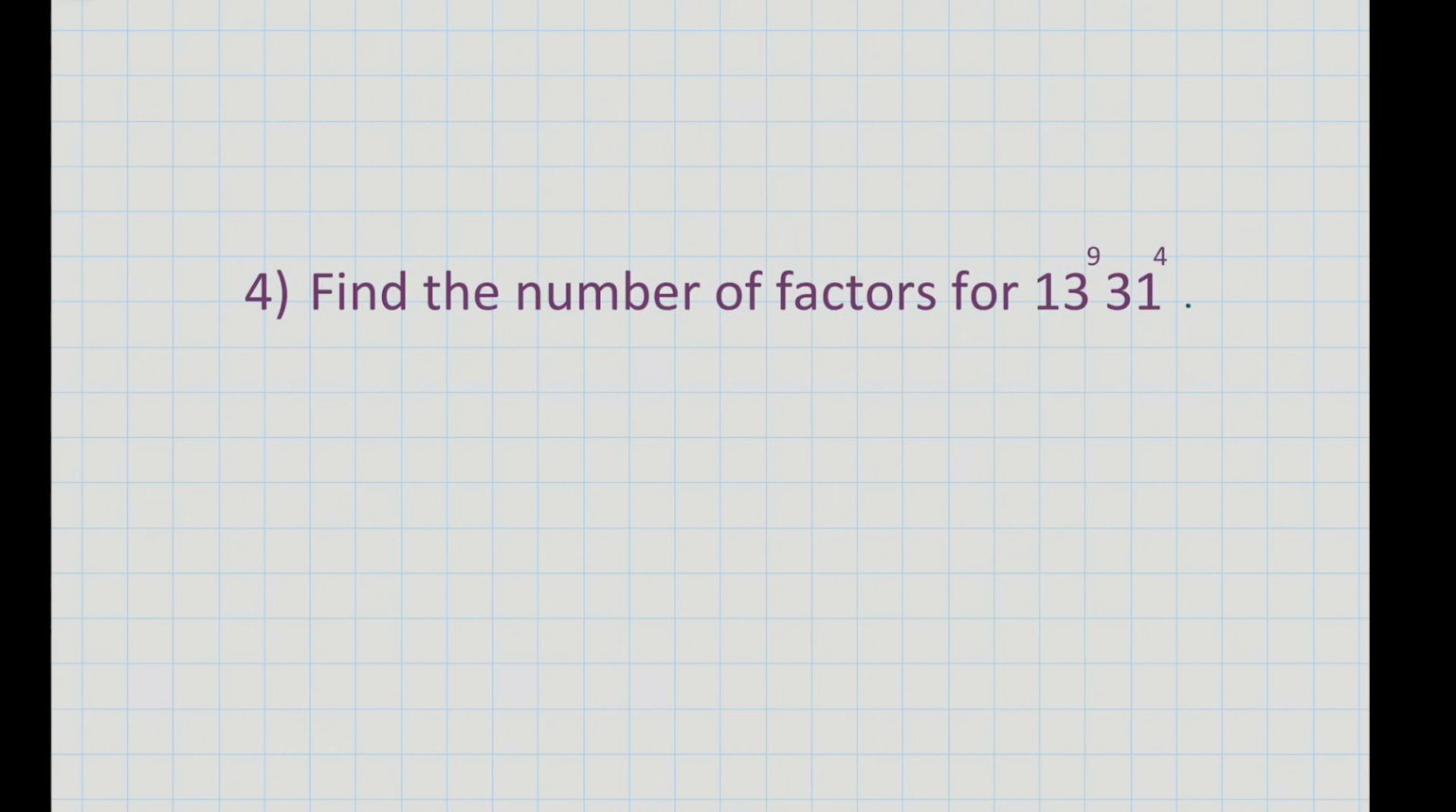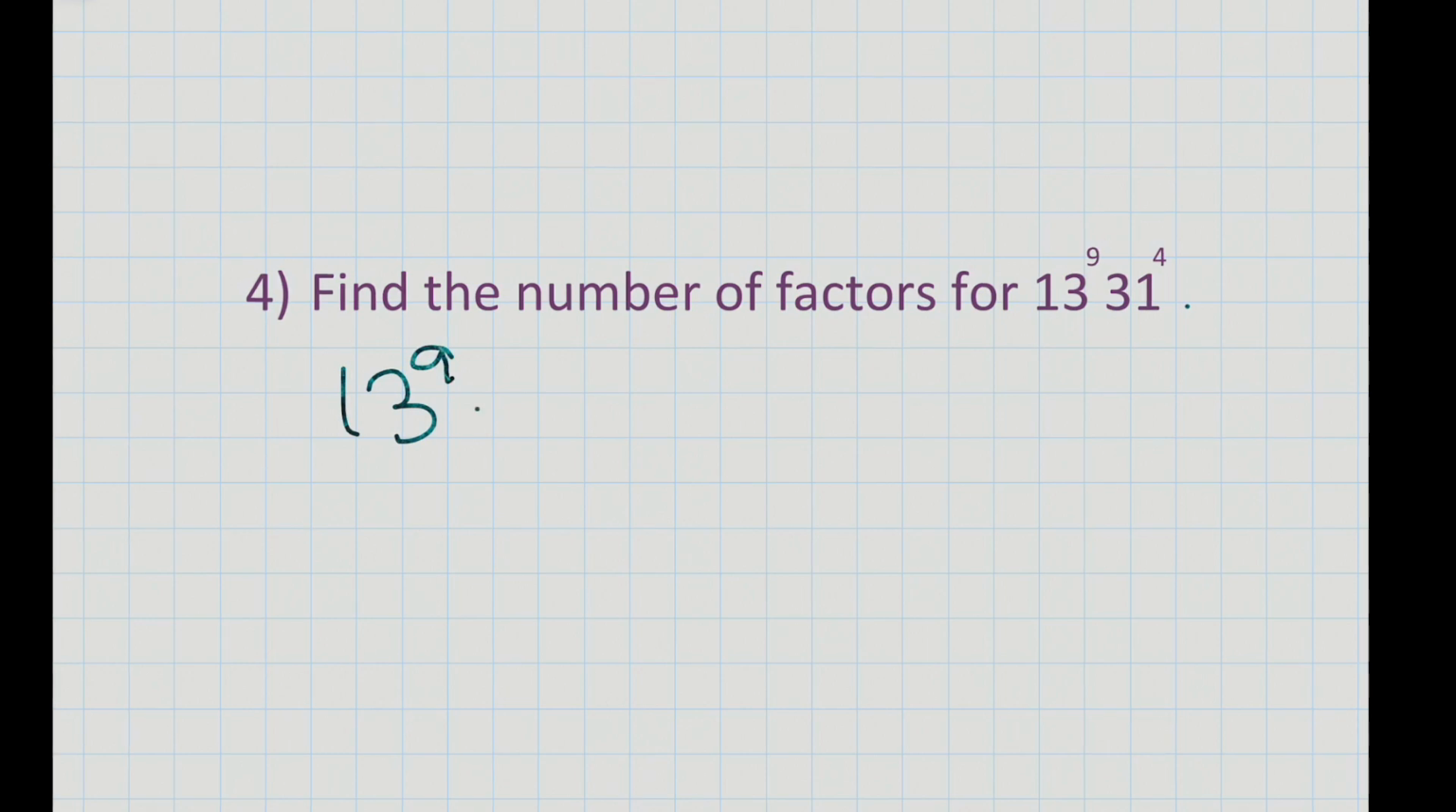Find the number of factors for 13 to the 9th times 31 to the 4th. So we do what we did in the previous question. So 13 to the 9th times 31 to the 4th. It's a good thing that 13 and 31 are prime, so we don't have to simplify further.